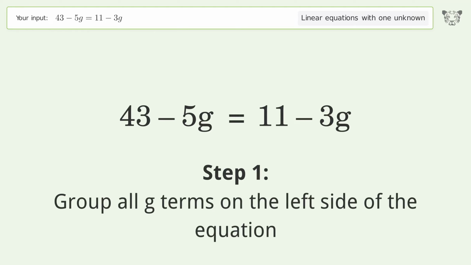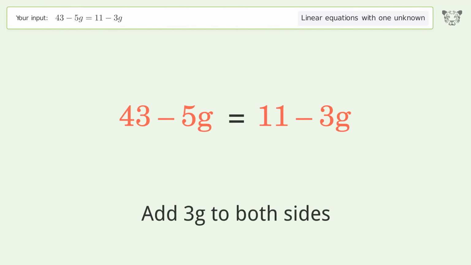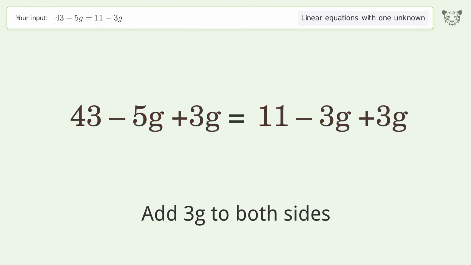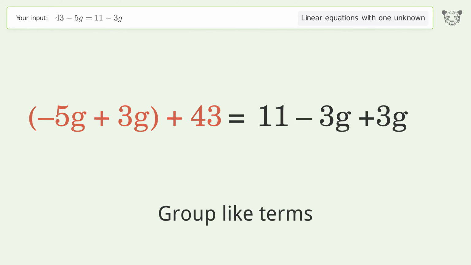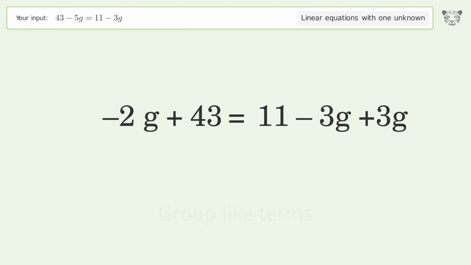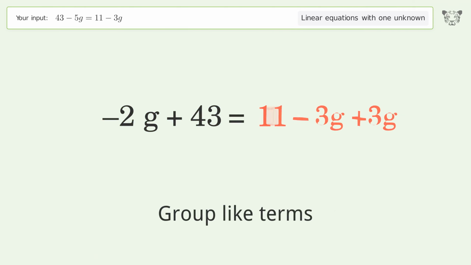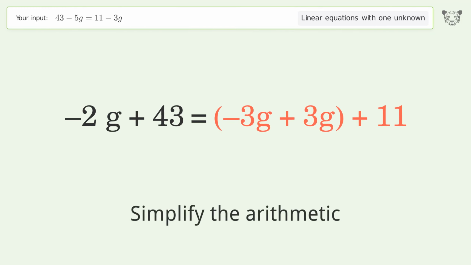Group all g terms on the left side of the equation. Add 3g to both sides. Group like terms. Simplify the arithmetic. Group like terms. Simplify the arithmetic.